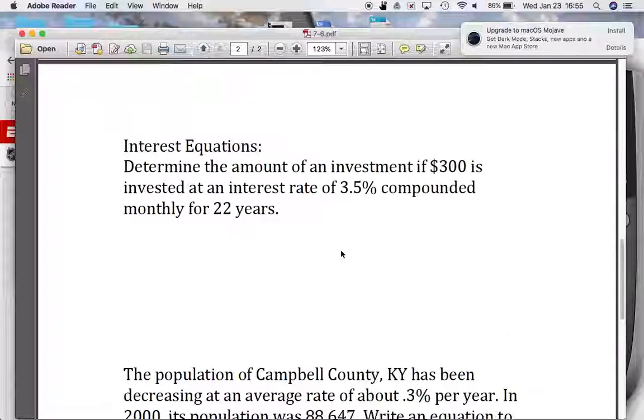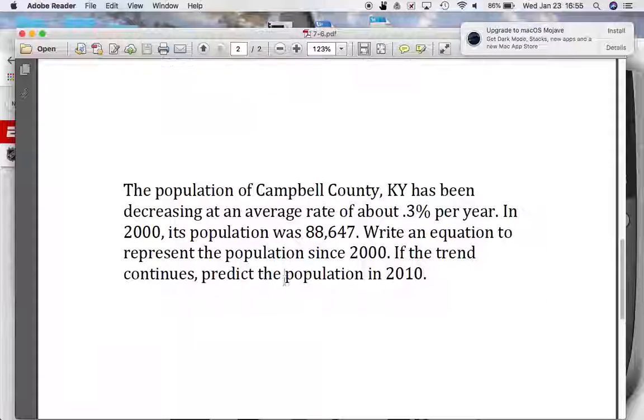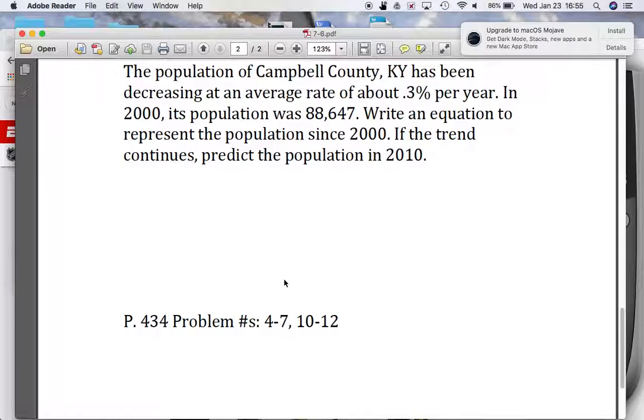So that's a good example of the interest equation. We'll use that probably many a time to practice tomorrow or whenever we get to this.